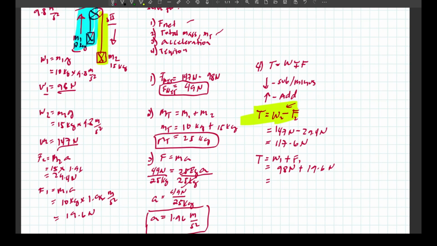And that will give us 117.6 Newtons. Okay, so if the computed values for system 2 and system 1 are the same, therefore our tension is correct. So that's how you get the tension for this pulley problem.